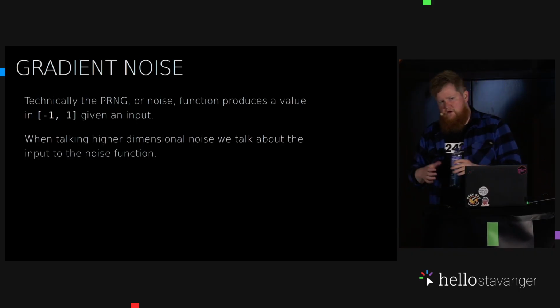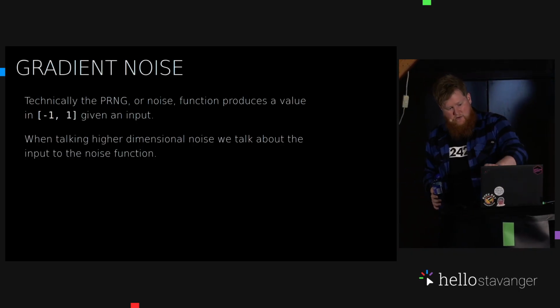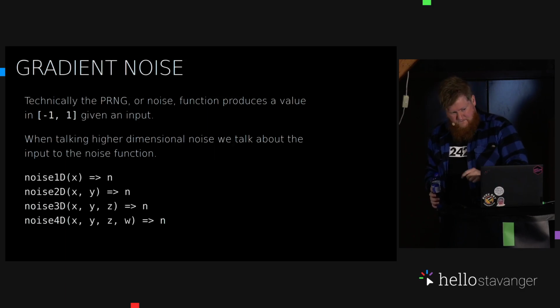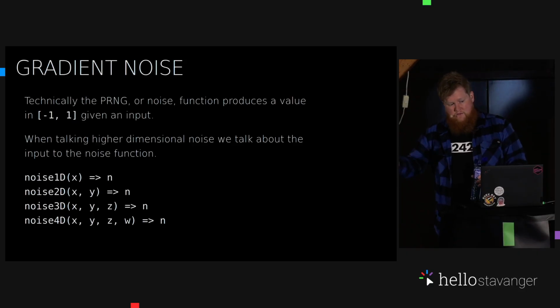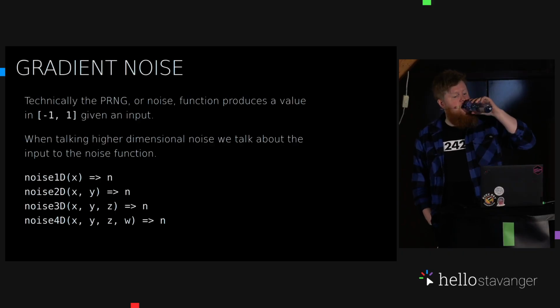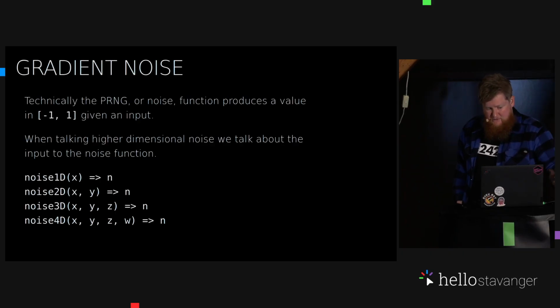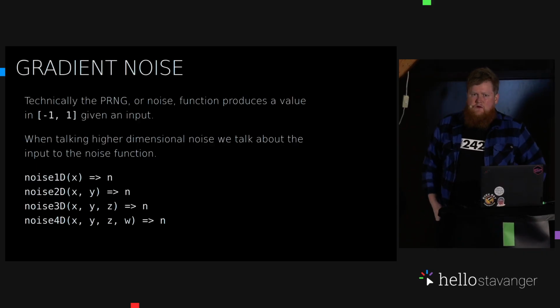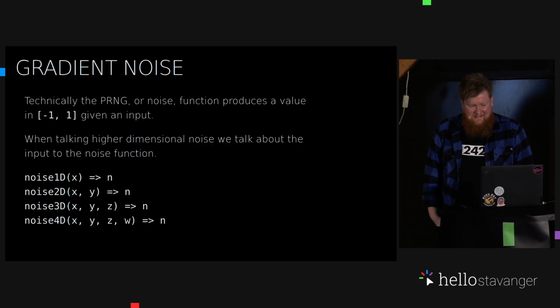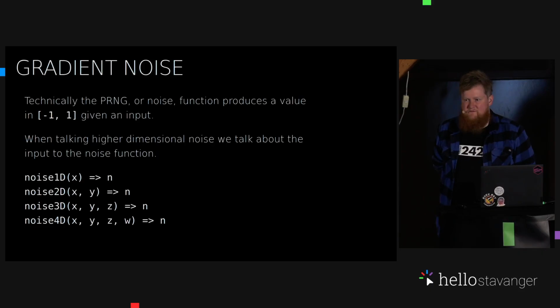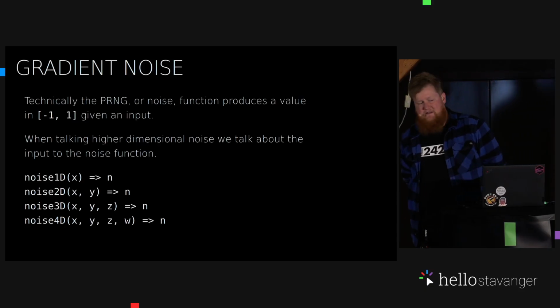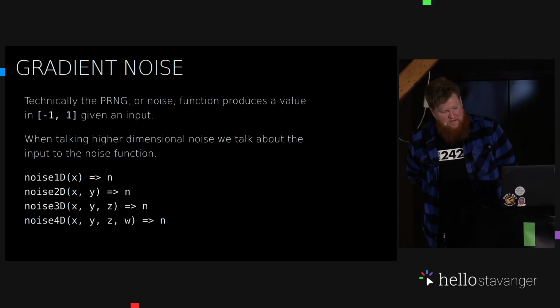So when we're talking about higher dimensionality in the noise functions, we're actually talking about the inputs, not the outputs. A one-dimensional noise function would be taking one value and producing one value, and so on for the other dimensions. You can go all the way up to 1 billion dimensions if you want to, because it's just mathematics. But generally, you wouldn't go higher than 4 dimensions on a computer, because it becomes very expensive to calculate the gradients you need to get a noise output.